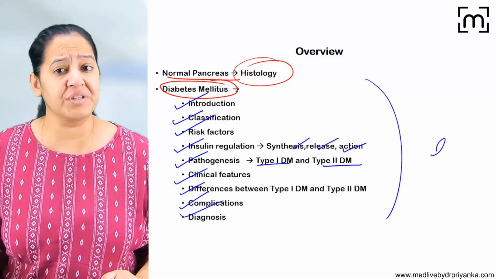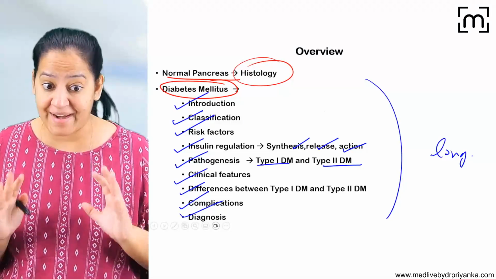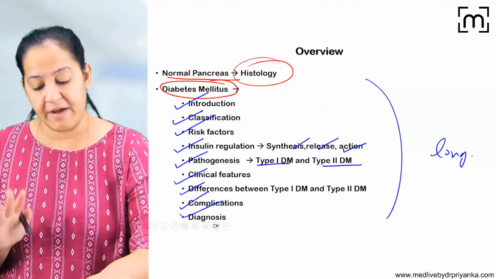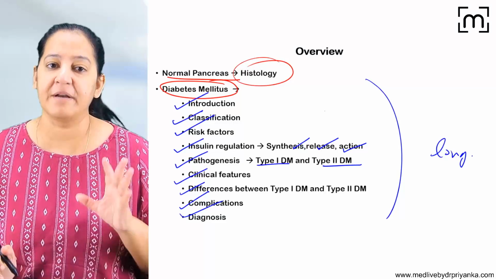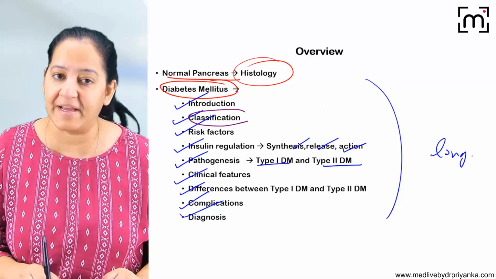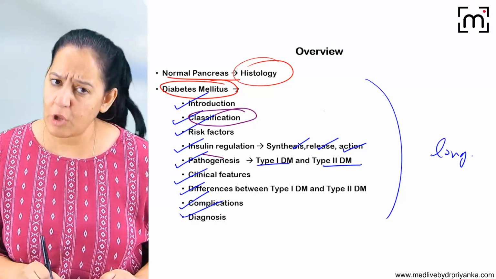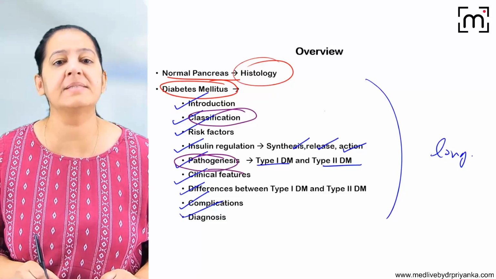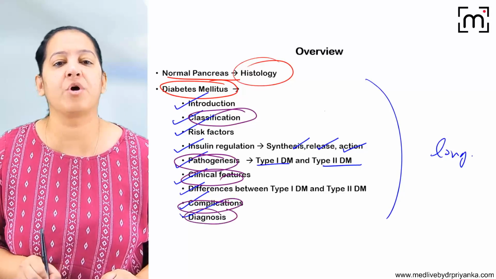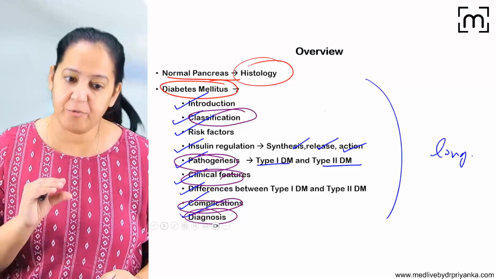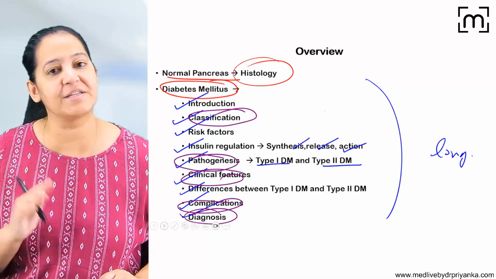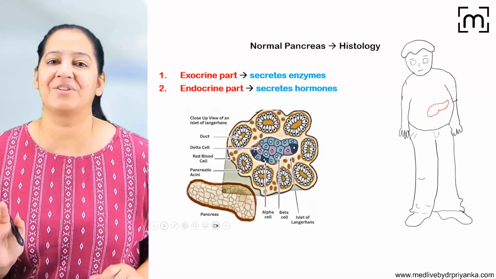If it is a long question, you have to write down everything by managing time. It's a big topic, so you have to manage the time and write down everything about it. But if it is a short question, the question will be either on classification, or more commonly on the pathogenesis, clinical features, complications, or diagnosis. You have to write down that portion only, depending on the weightage of the marks, whether it is a short question or a long question. So let's start the topic diabetes.